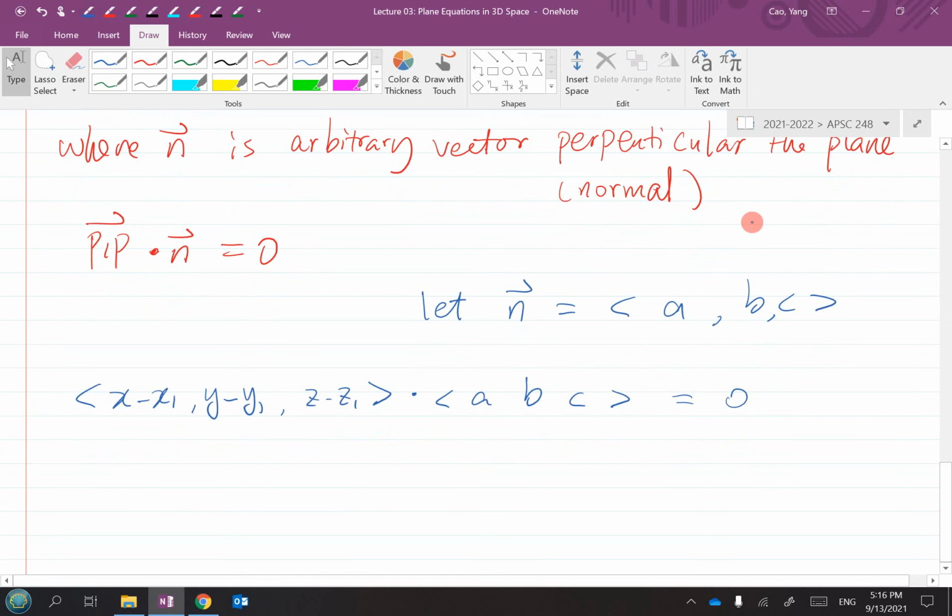So now I'm going to expand this out again. It becomes a times x minus x1, b times y minus y1, and plus c times z minus z1. Okay, good.